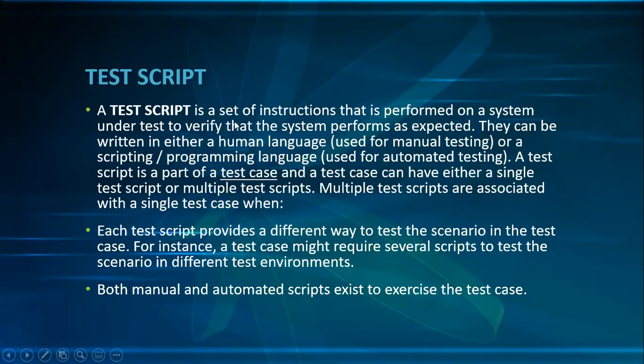A test script is a set of instructions that is performed on a system under test to verify that the system performs as expected. They can be written in either human language, used for manual testing, or a scripting or programming language used for automation testing. So it's either way. The one we are going to do is the manual bit of it. And we are going to be using human language, English language. That's what we are going to use to write it. Simple, concise, precise tests.